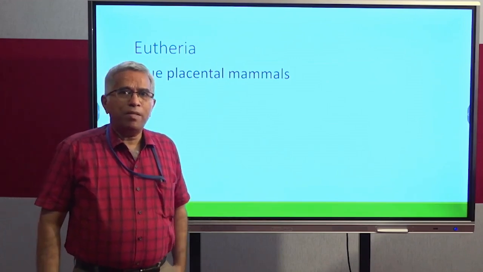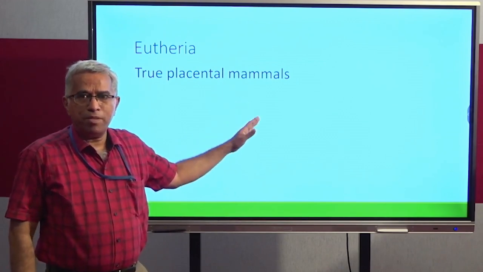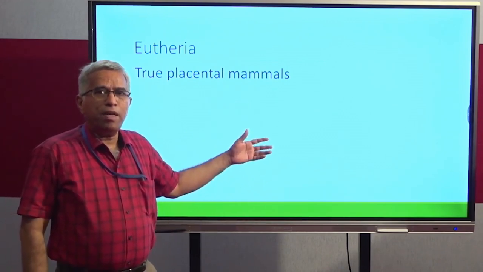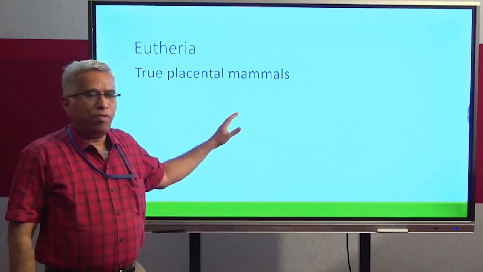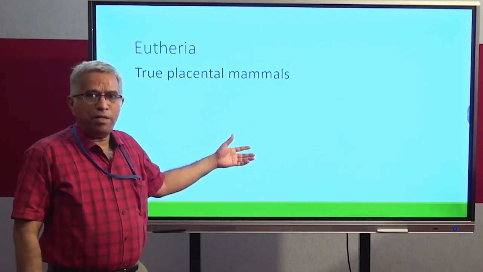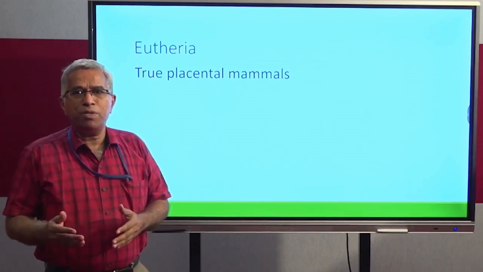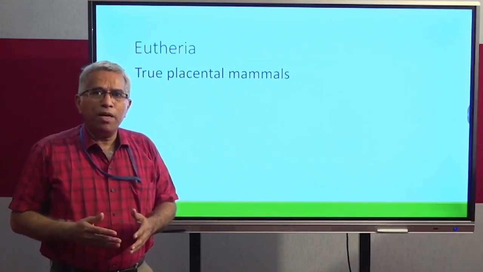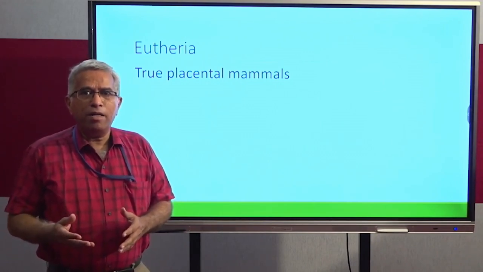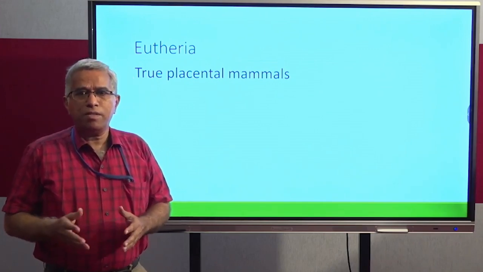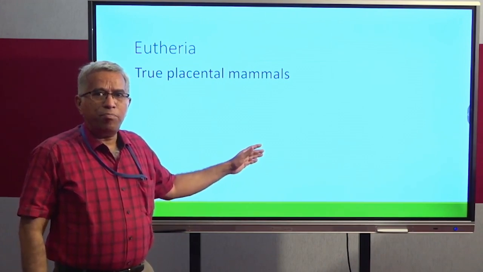The last group of mammals is Eutheria. Eutheria are nothing but true placental mammals. All the characters which I have described during this entire session can be attributed to Eutheria. Of course, this contains various orders. For example, primates is the order which includes human beings, chimpanzees, orangutans. Proboscidea, which includes elephants. Chiroptera, which includes bats. And Cetacea, which includes whales. That is about the general characters and classification of mammals.